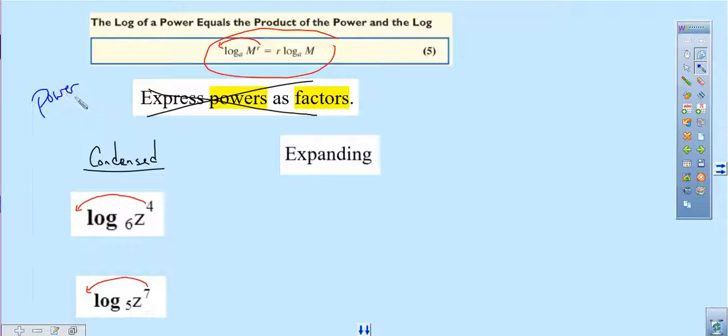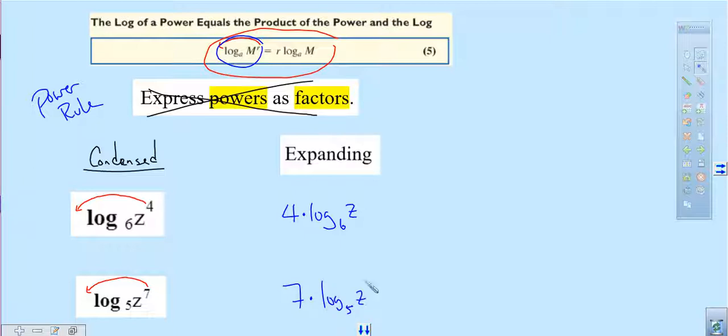Okay, so this slide is the power rule. We have two problems that are condensed, and we want to expand them. We have some log base something of m raised to the r power. So we take that 4 and move it out in front; in expanded form, it becomes 4 times log base 6 of z. Make sure that 6 is a subscript. Okay, hit pause, go ahead and do the second one. Come on back. That would be log base 5 of z. So that will be our expanded version coming from our condensed.